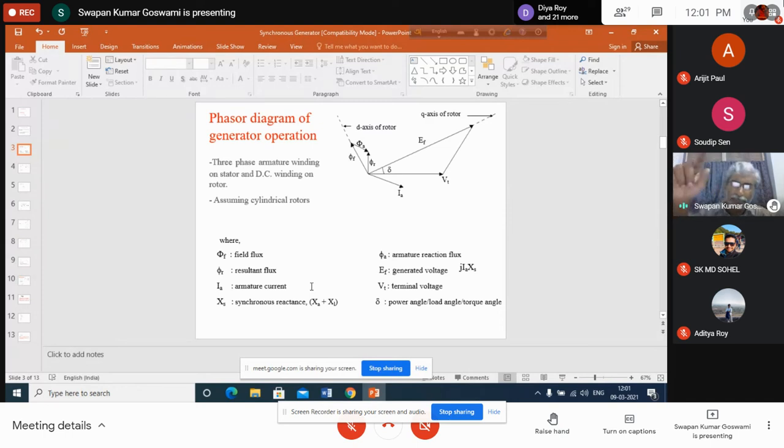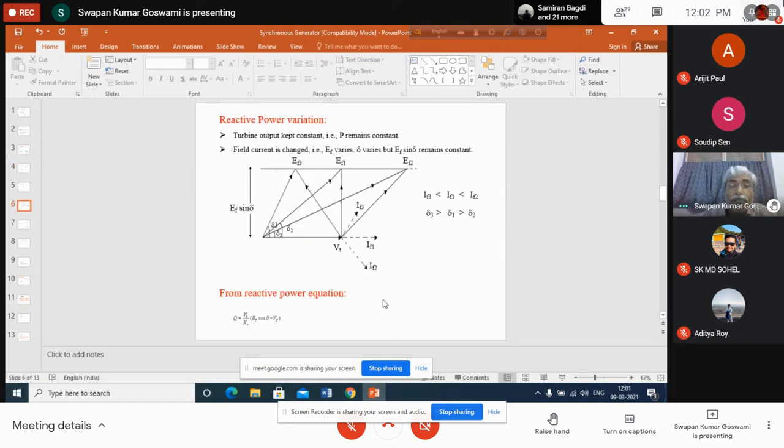So delta will be changing, but this change is not due to the speed change of the machine. That is due to the change in the armature reaction of the machine. And why is armature reaction changed? Because of the change in the armature current due to the change in the field current. Am I clear? Yes, sir. Okay, now you come here.